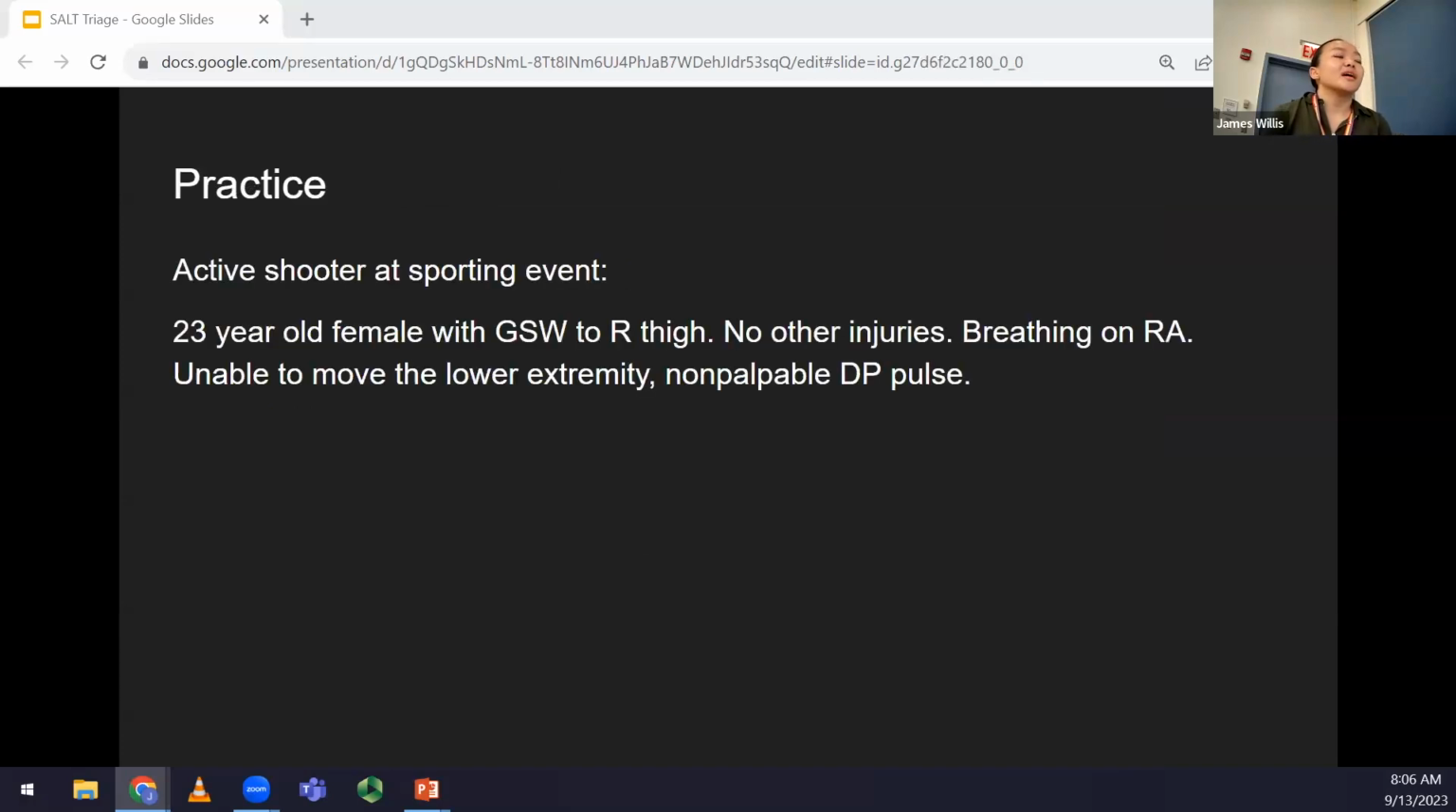Okay, so we're going to do a practice scenario. Let's say there's an active shooter at a sporting event. We have a 23-year-old female with GSW to right thigh. She doesn't have any other injuries. She's breathing spontaneously. She's not able to move her lower extremity. She does not have a palpable DP pulse. So when you go to the scene, you announce anybody who can walk to this area, walk to this designated safe area. She's not able to walk. She's waving you down for help.